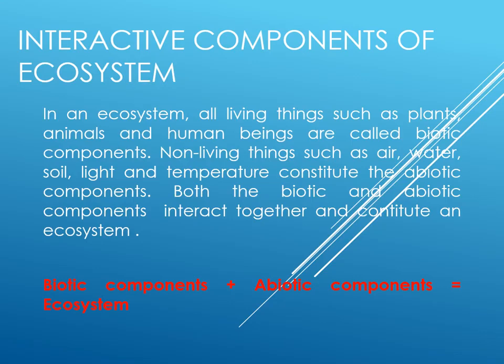Students, this slide shares the information about the interactive components of ecosystem. In an ecosystem, all living things such as plants, animals, and human beings are called the biotic components, while non-living things such as the air, water, soil, light, and temperature constitute the abiotic components. Both the biotic and the abiotic components interact together and constitute an ecosystem. So what is the word equation for the ecosystem? We can write it like this: the biotic components plus abiotic components constitute the ecosystem.